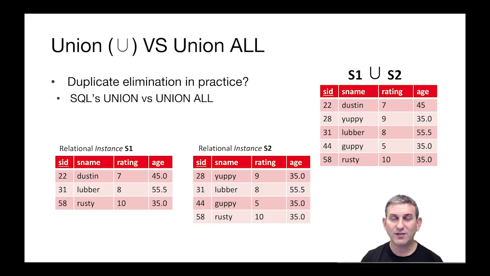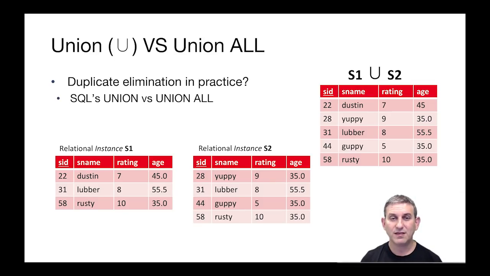Now in SQL, we also had this notion of UNION ALL that you might recall. That's like union, but it doesn't remove duplicates. And in practice, people might want one or the other, depending on their performance needs and depending on the semantics they desire. Okay, so just going through an example, here's relational instance S1, relational instance S2.